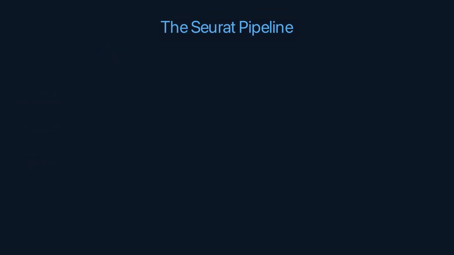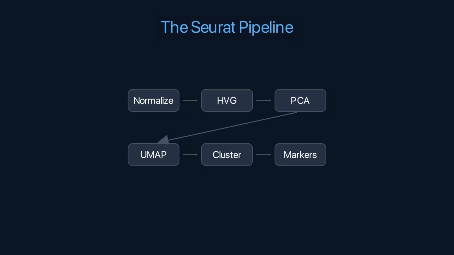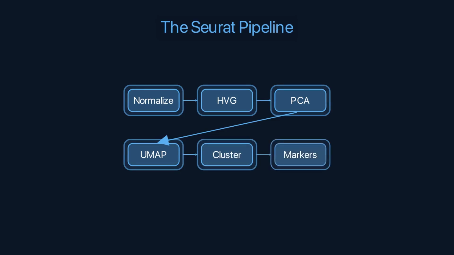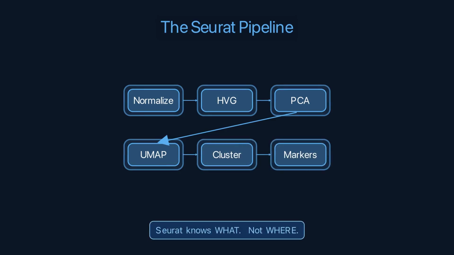The standard pipeline: normalize, highly variable genes, PCA, UMAP, cluster, markers. Seurat reads the menu and knows what kind of restaurant you are, but it doesn't know where you belong. And in spatial biology, the neighborhood changes the story.